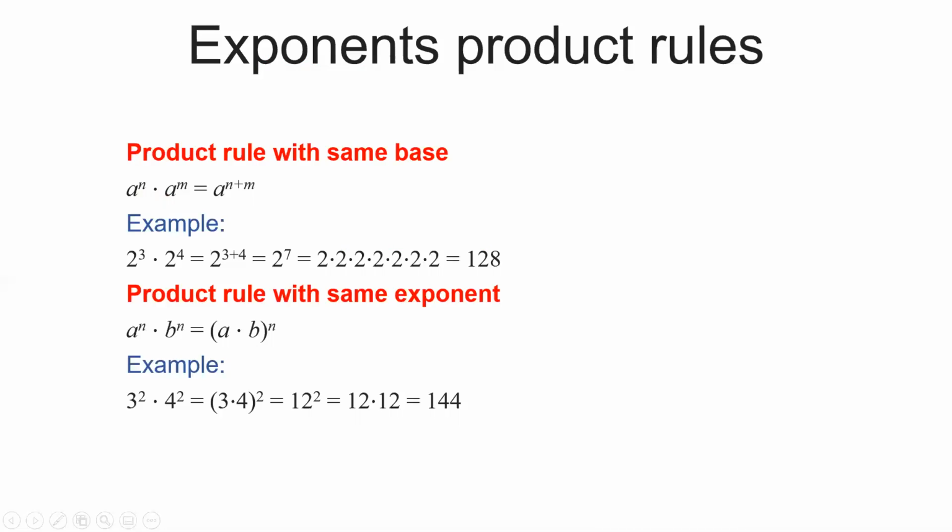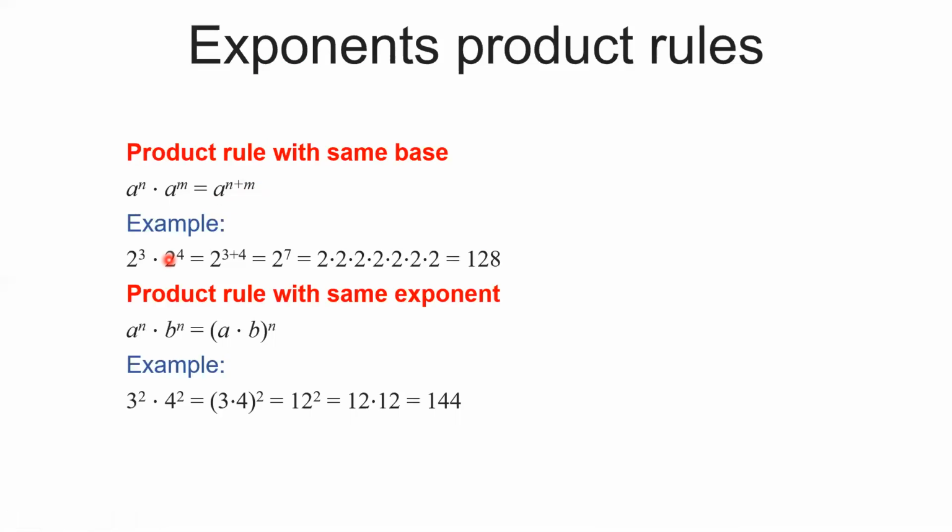So when you look at this, you can say, okay, a and a, the bases are the same. So when the bases are the same, the rule tells me we add the powers. So a to the power of n times a to the power of m, because the bases are the same, I'm going to add the powers, n plus m. So my answer is a to the power of n plus m.